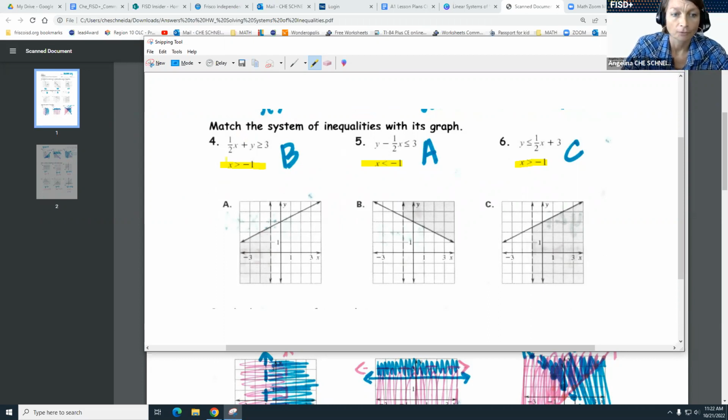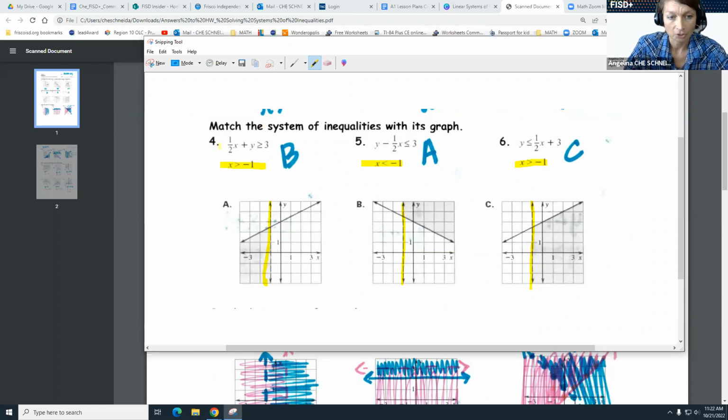For number 4, we have a greater than. That's a dashed line. Number 5, x is less than -1. It's another dashed line. And number 6, x is greater than -1. Another dashed line. So we have now discovered that all of the lines for number 4, 5, and 6, the ones that show x greater than or less than, are vertical lines, and they're all dashed. Even so, it doesn't help us exclude any possible answer choices.